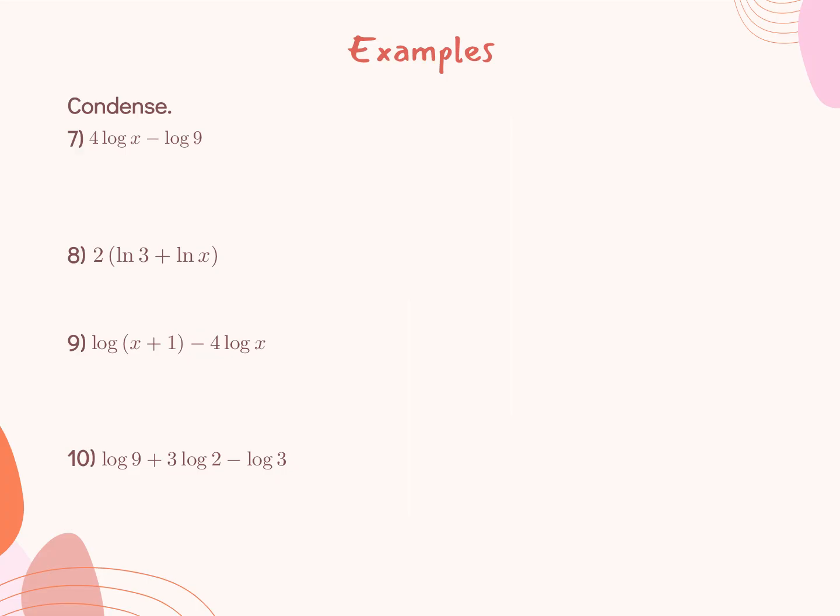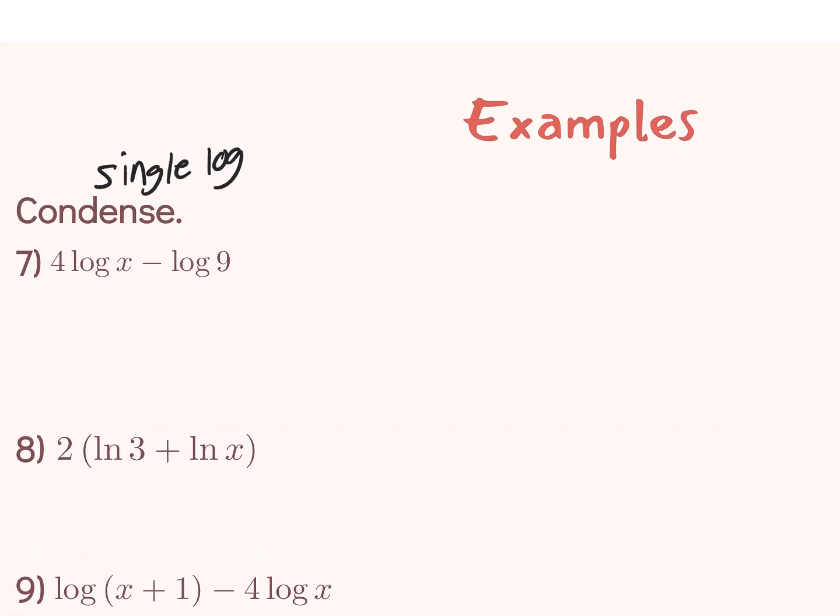All right. Here we have the opposite instructions. Here it says condense, right? Condense means to write it as a single log. All right, I want my expression as a single log. Notice in all of these, everything has multiple logs, right? You just want to write it as a single one. All right. So here I would work backwards.